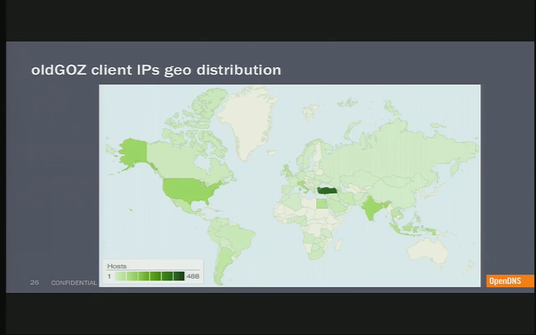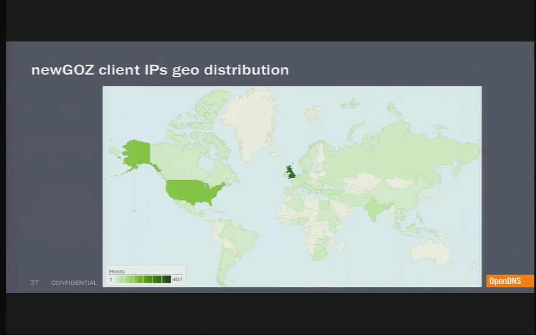Now, we were interested in seeing, just from our traffic, the kind of victims we have, or potentially infected IPs. So for the old GOZ, the concentration is still in the United States, but mostly Turkey, India, Indonesia, Egypt, and some African countries. And for the new GOZ, there's a lot of traffic coming from the UK and the United States, and some from India.